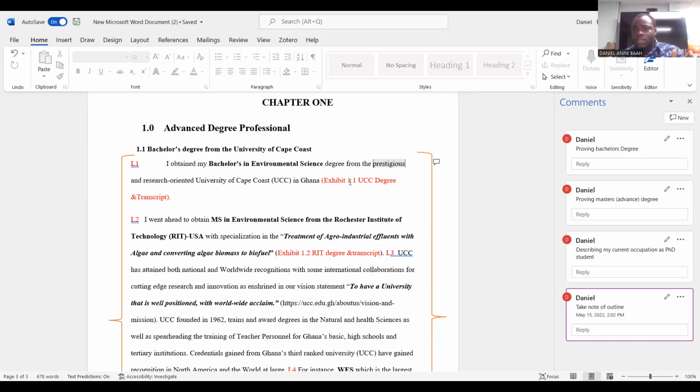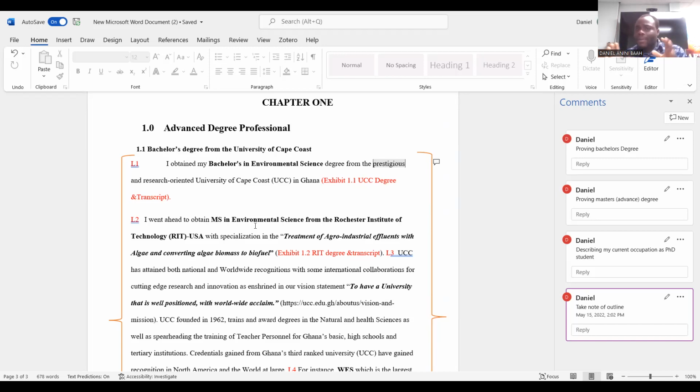I said GPA plays no role. Whatever score you have, percentile plays no role. Just that you have graduated, you have the bachelor's, you have it. So that is it. Then let's look at line 2. He said, I went ahead to obtain a master's in environmental science from the Rochester Institute of Technology, USA, with specialization in treatment of agro-industrial effluents with algae and converting algae biomass to biofuel.